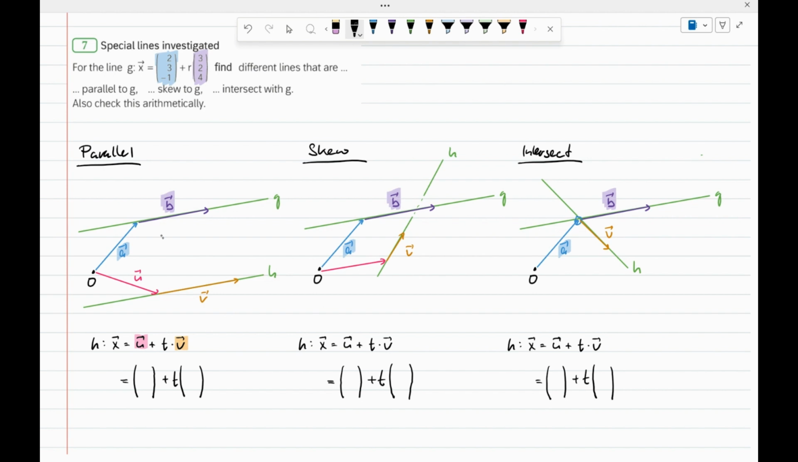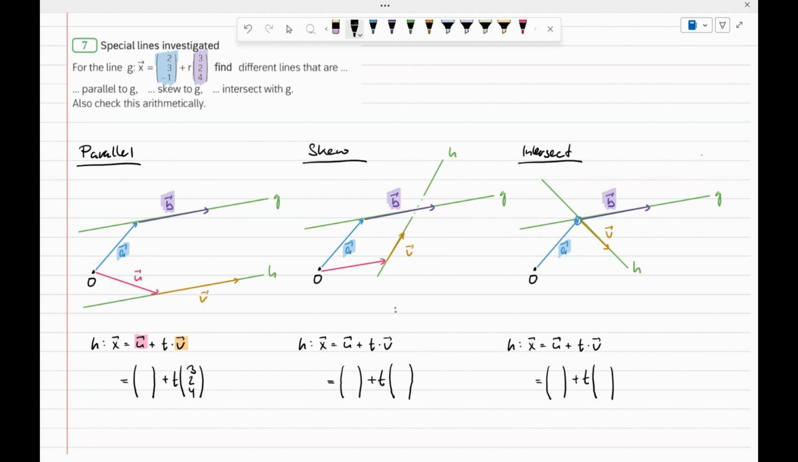For two lines to be parallel, we know that their direction vectors need to be collinear. So this means that here any collinear vector could be chosen as our direction vector. And the simplest choice would be just the vector b itself. So here we could choose the direction vector 3, 2, 4, or as I said, any collinear vector to this one.